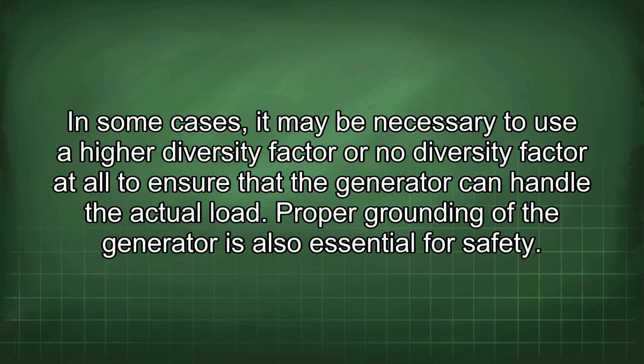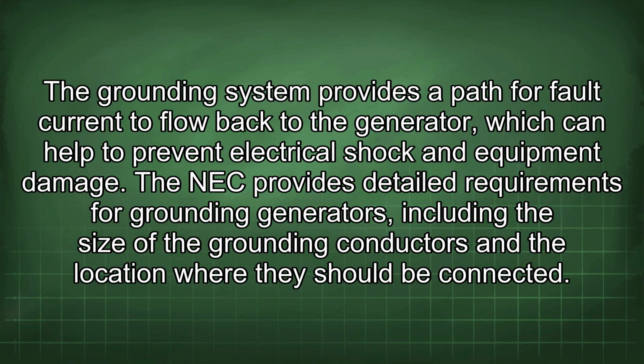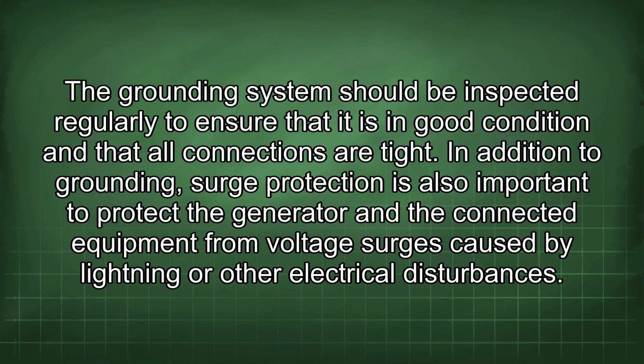Proper grounding of the generator is also essential for safety. The grounding system provides a path for fault current to flow back to the generator, which can help to prevent electrical shock and equipment damage. The NEC provides detailed requirements for grounding generators, including the size of the grounding conductors and the location where they should be connected. The grounding system should be inspected regularly to ensure that it is in good condition and that all connections are tight.